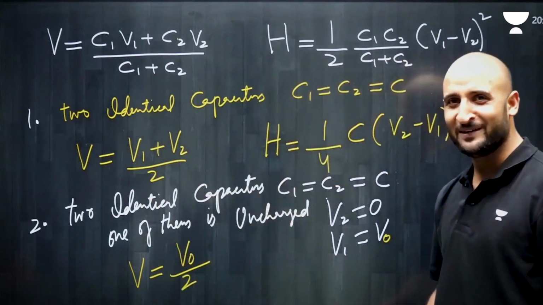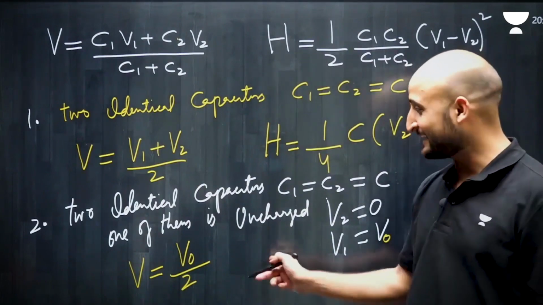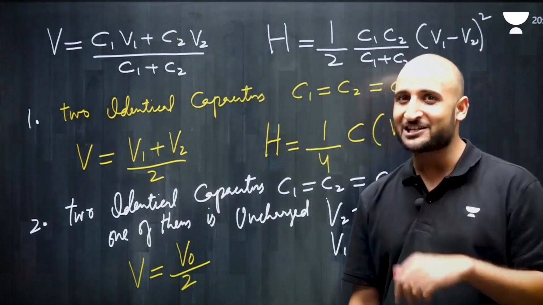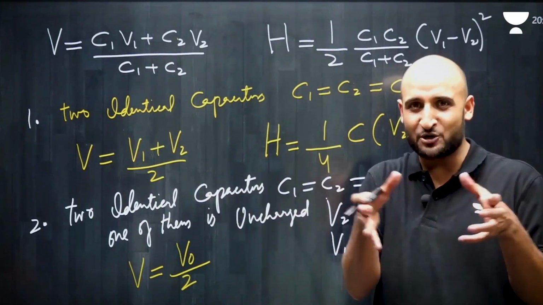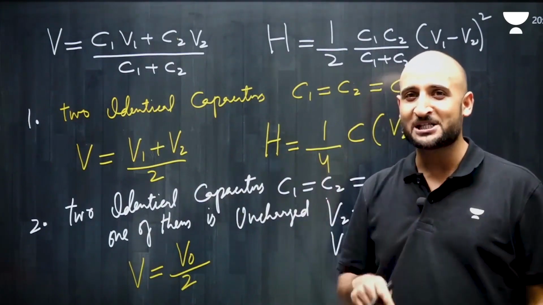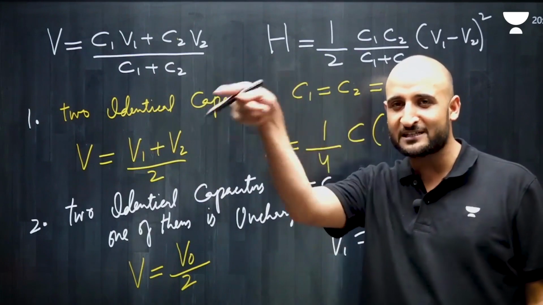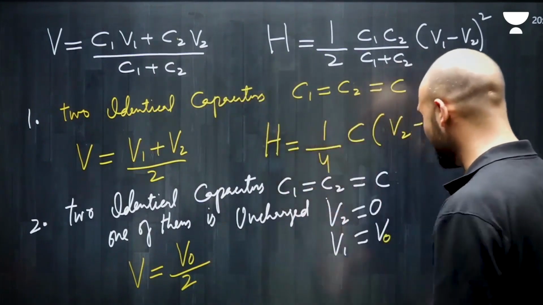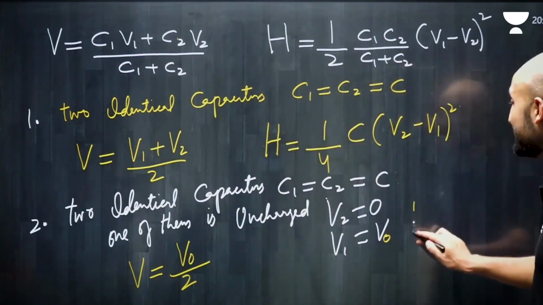What exactly does that mean? If you have two identical capacitors, one of them uncharged, and you connect them together, then the common potential will be half of the potential of the first charged capacitor. That's V naught by 2. That's number one. Number two, what will be the heat dissipated in this process?